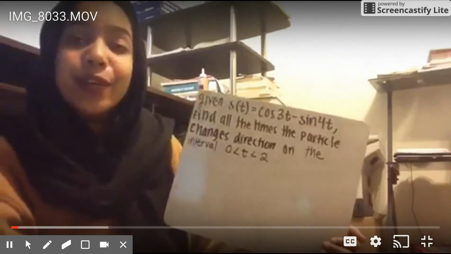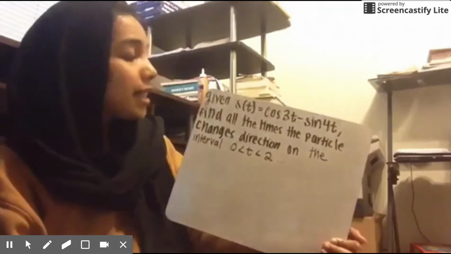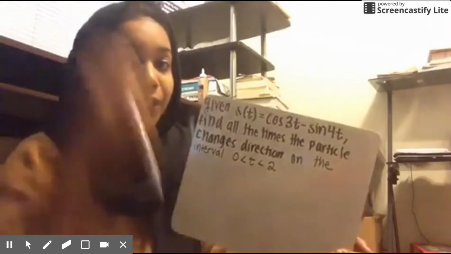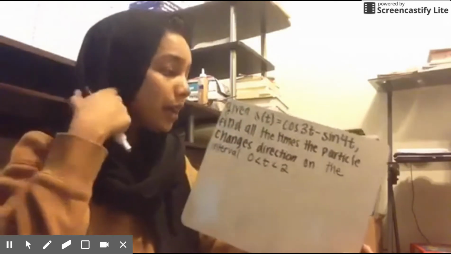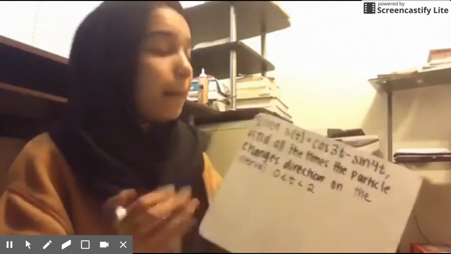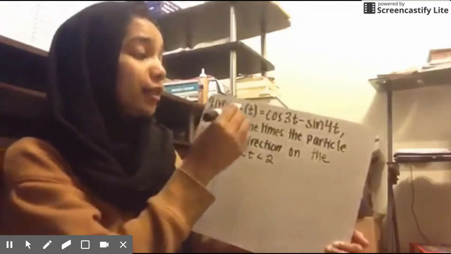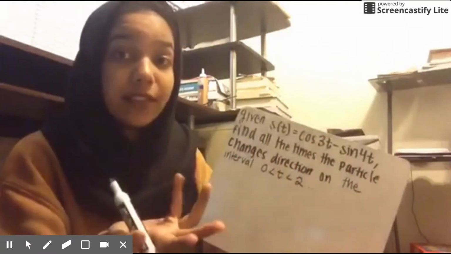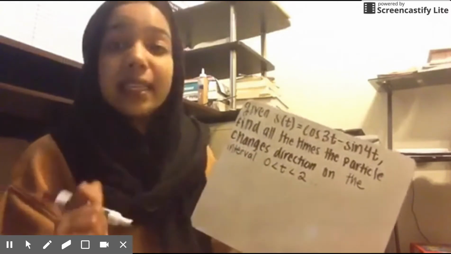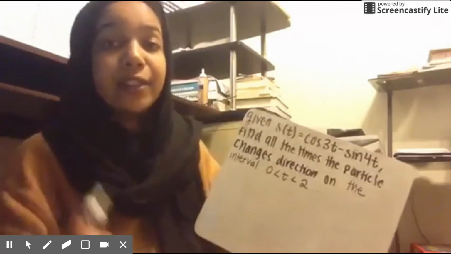So in this question, we're given the position function cosine 3t minus sine 4t, and it asks us to find all the times the particle changes direction on the interval 0 to 2. Since we're given the position function, when a particle changes direction, it's actually when the slope changes. But for me, I feel that the easier way to solve this question is to find the derivative of the position function, the velocity function, and put that equal to 0, because that's when it goes from either positive to negative or negative to positive.